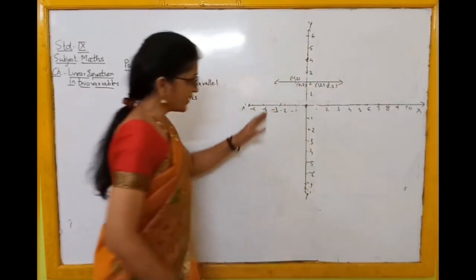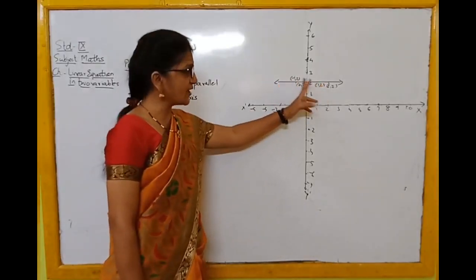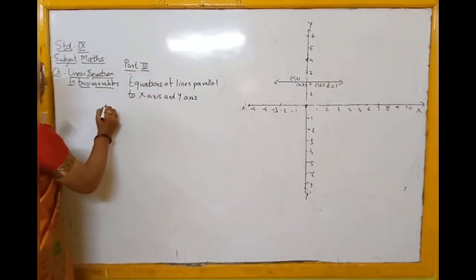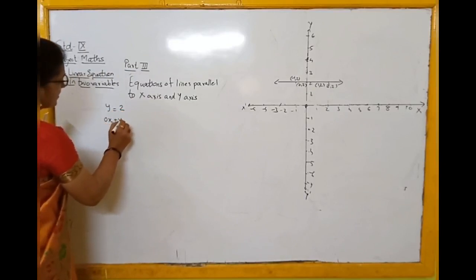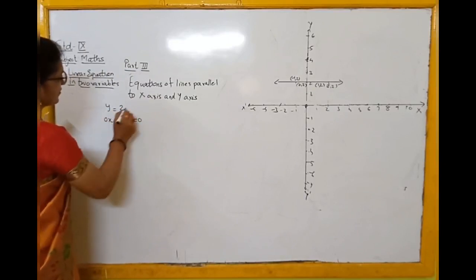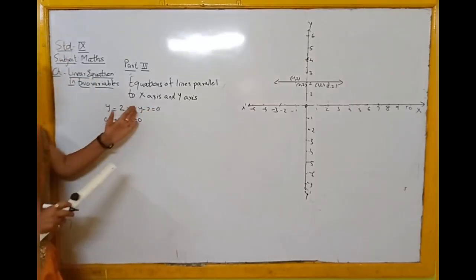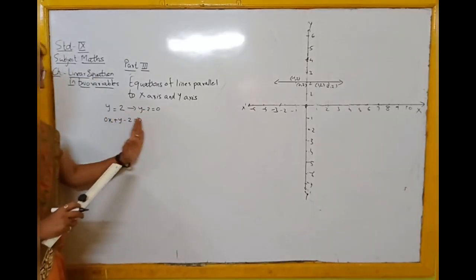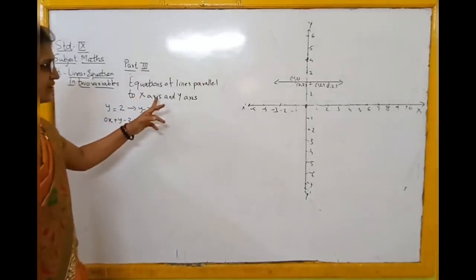Now what you observe is y coordinate of each and every point is the same, while x coordinate is changing. So you can write it as y is equal to 2, or y minus 2 is equal to 0. The x term is missing, it is only an equation in one variable. If you want to write it as an equation in two variables, you can write it as 0x plus y minus 2 is equal to 0. So this is the equation of a line which is parallel to x-axis.